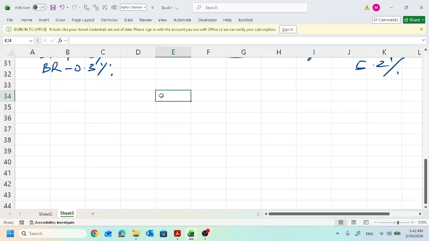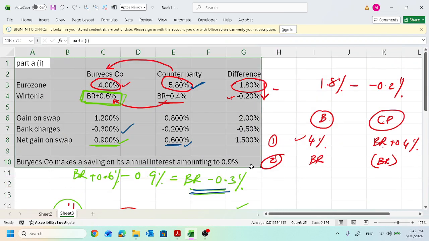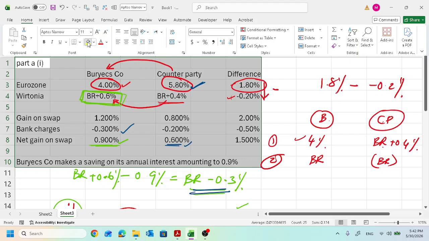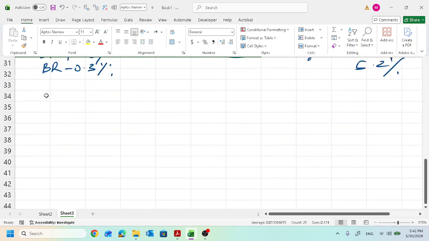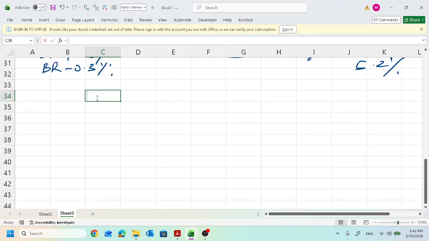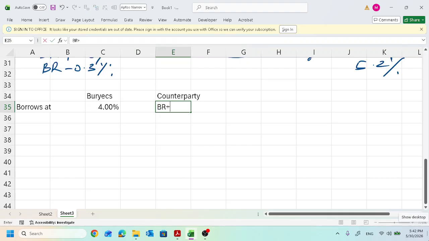Now coming back to the answer, this is the first part you're answering, and all the others I was explaining only. Now you continue the answer. You will say, B company and counterparty. First we will say B company borrows at 4%. Counterparty borrows at bank rate plus 0.4%. Both of them get their best rates.